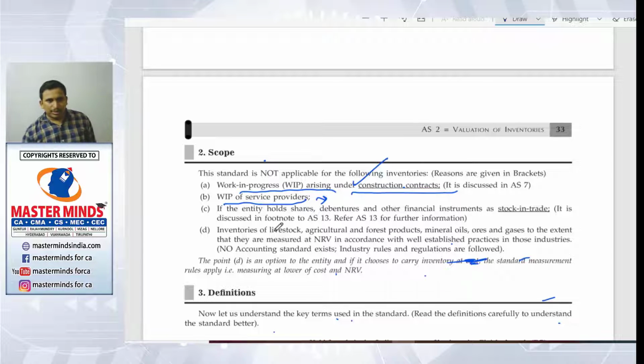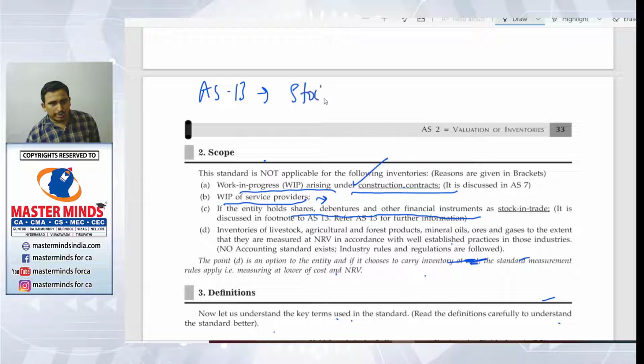Next one, third one: if an entity holds shares, debentures and other financial instruments as stock in trade, this standard is not applicable. What they are telling, sir, I'll tell you now. I think you know AS13. In AS13 they have said clearly that if you hold anything as stock in trade, it is not an investment.